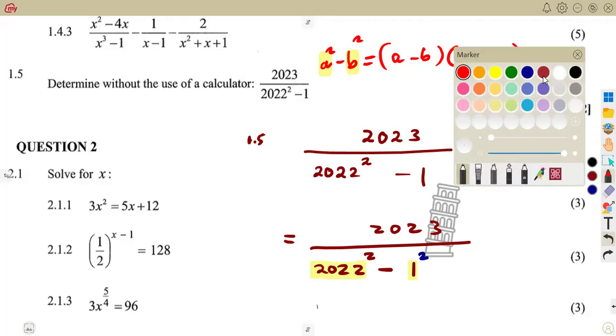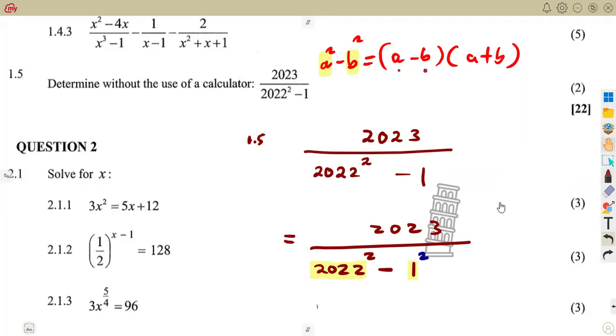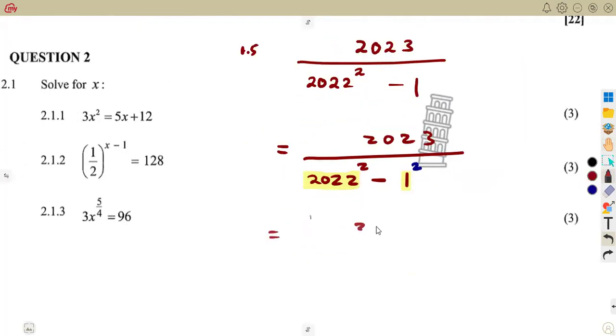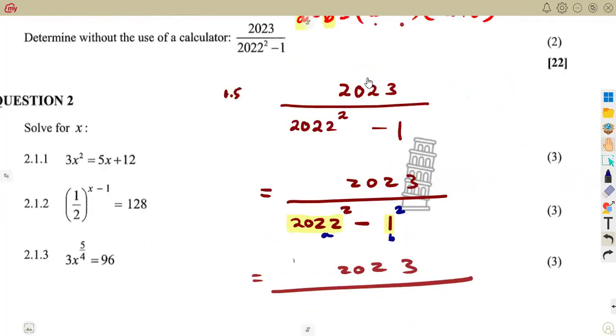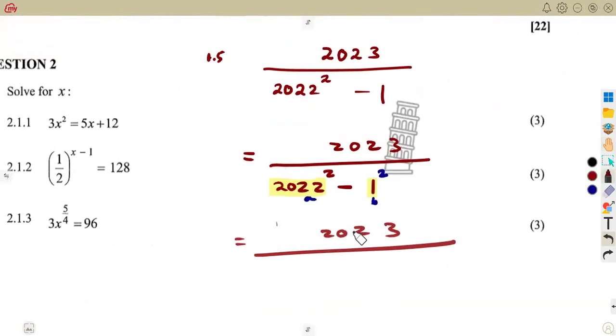If you understand this, guys, you're done. Because you know that this is going to give us a minus b, so it is going to be like this. 2023 over what? Remember, I say this is our A and this is our B. So the brackets of the difference of two squares are A minus B, A plus B. So what is A minus B? A minus B is 2022 minus 1. Into A plus B, which is 2022 plus 1. So that's it.